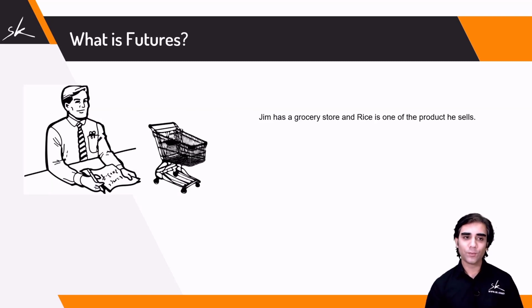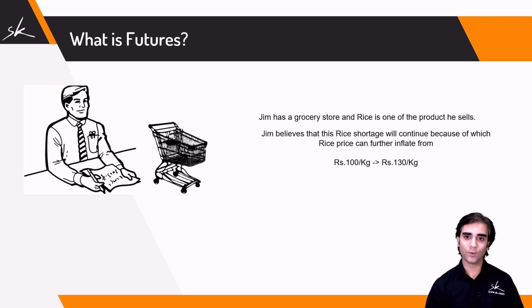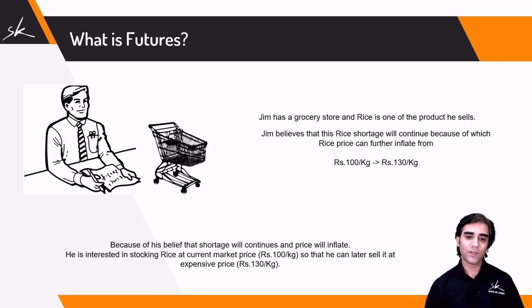And similarly, let's assume there is a person, Jim, and he has a grocery store, and rice is one of the products which he sells in his grocery store. And Jim believes that this shortage of rice will continue, and in the future the prices can even go to 130. From 100 it can go to 130. So because of his belief that this shortage will continue and the rice will inflate, he is interested in stocking as much rice as he can at 100 rupees, so that later when the prices inflate he can sell it at 130.